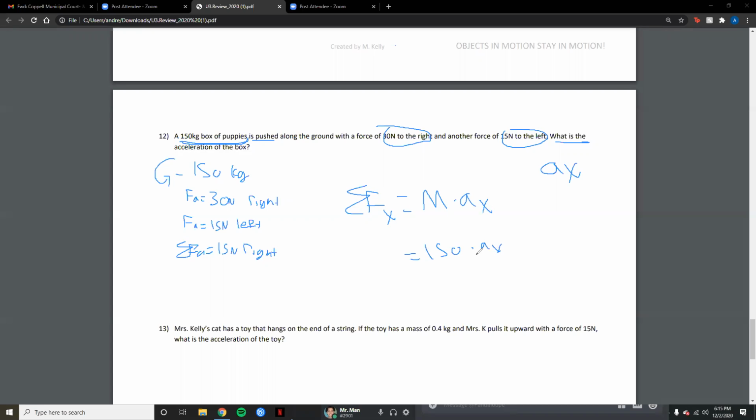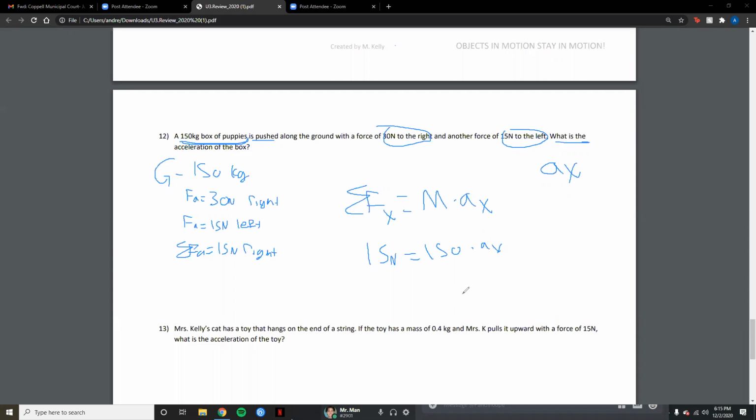There's no friction? Okay, so basically when there are two applied forces in each direction, I make the applied force to the left negative. So there's no friction force. Yeah, there's basically no friction force. So 15 newtons equals 150 times A of x.